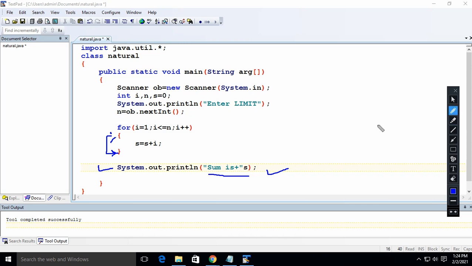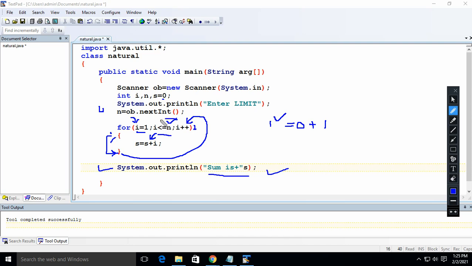Children, please watch carefully. Suppose n is 4. First of all, your control is coming here. So i becomes 1. 1 is less than or equal to 4. Yes or no? Chetan? Yes, sir. Yes. So that means the control is coming inside the body. Here the value of s was 0. So s equals 0 plus 1. What happened? 1. Next, your control moves to this i plus plus, so it becomes 2.